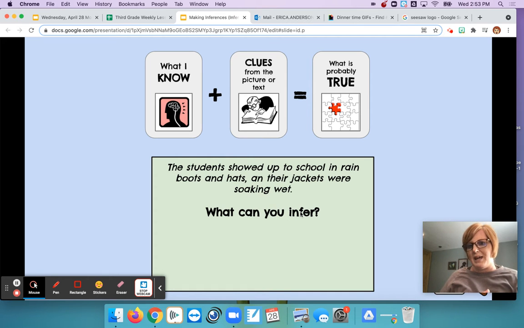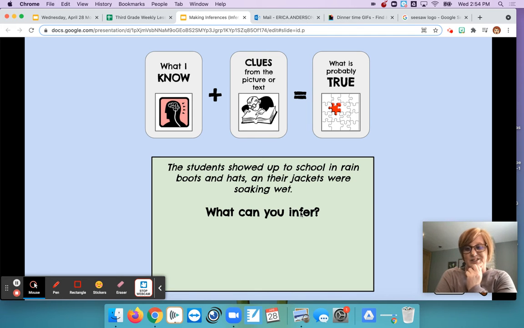Let me show you what I mean. So I'm going to take those 3 steps. I'm going to think about my schema, the stuff I already know. I'm going to combine it with the clues. I don't have a picture, so I'll just look at the words to think about what possibly is true about this paragraph. The students showed up to school in rain boots and hats, and their jackets were soaking wet.